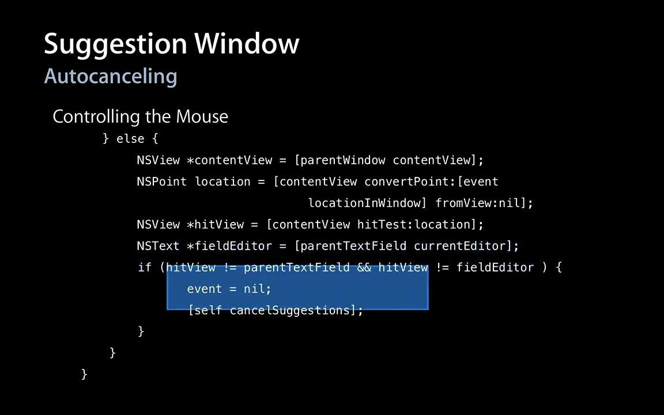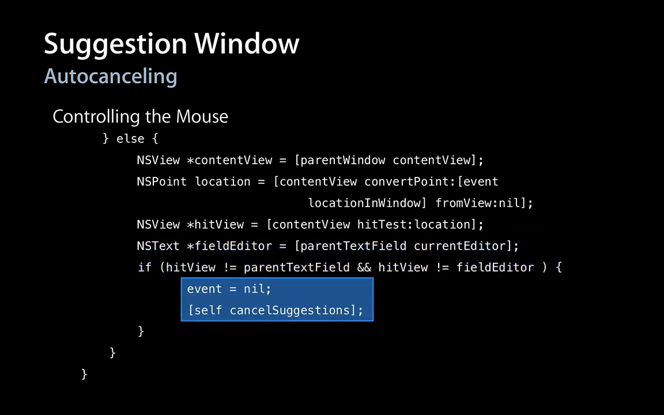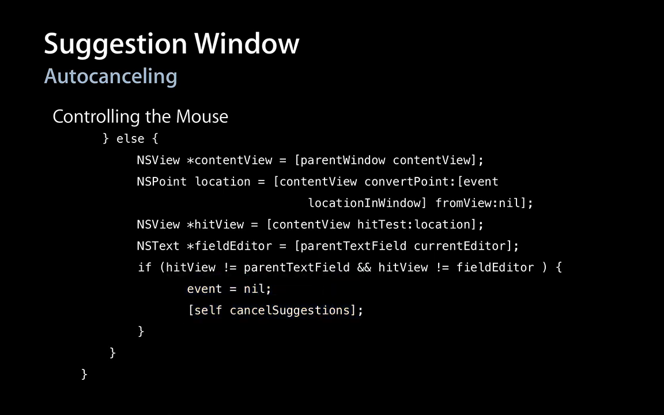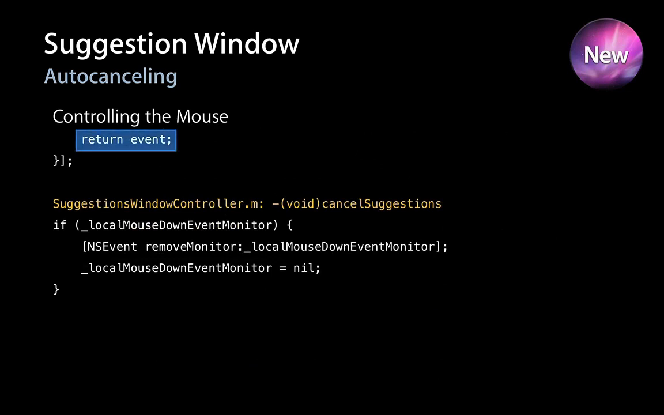If it's anywhere else in our parent window, we'll go ahead and make event equal nil. This was the event that was passed into us in the beginning of our block. We're going to return that in a moment, and you'll see that. And this will effectively eat the event. So Cocoa will no longer route this event because we can modify the event here, and the event is eaten. But we'll go ahead and cancel our suggestions window, which will dismiss the window. And this is how we accomplish the user clicking on the pop-up button, dismissing the suggestions, but not having the pop-up button pop up.